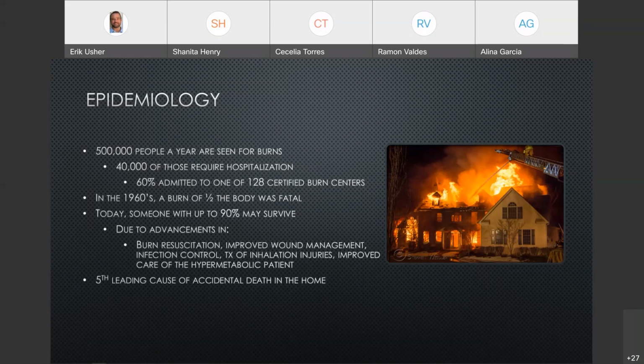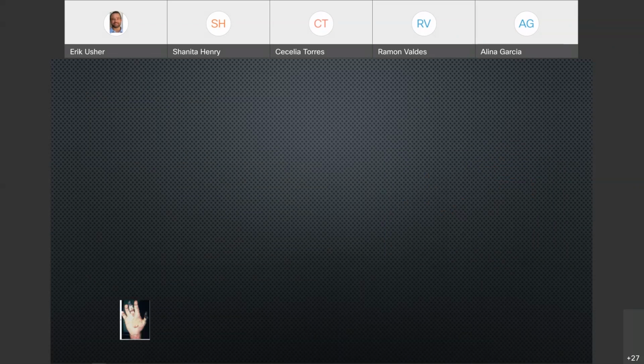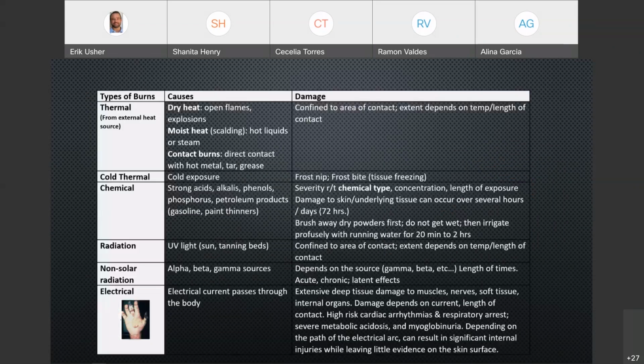It's the 5th leading cause of accidental death in the home, and burns from flame account for the most common of children greater than 6 years old. Males tend to be a little bit more than females. We are the risk takers predominantly. Sometimes we're not the smartest. Sometimes we have the hold my beer and watch this mentality. So we tend to get injured a little bit more often.